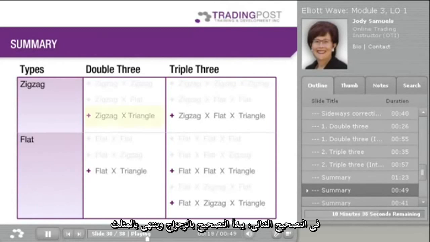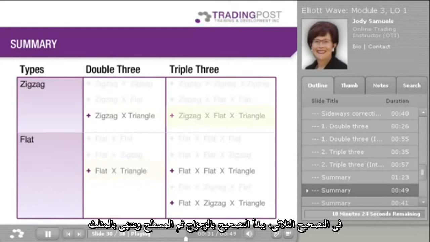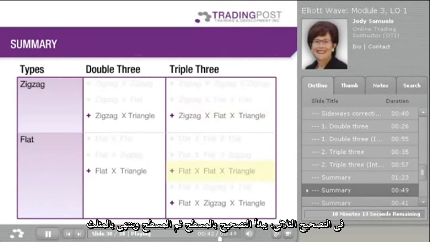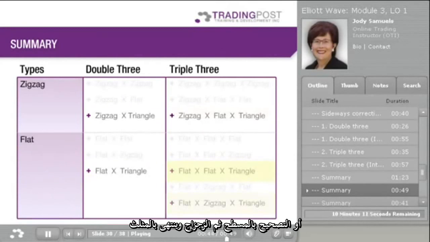A zigzag double three can start with a zigzag and end with a triangle. A flat double three can start with a flat and end with a triangle. A zigzag triple three can have a zigzag-flat-triangle combination. A flat triple three can form a flat-flat-triangle or a flat-zigzag-triangle.